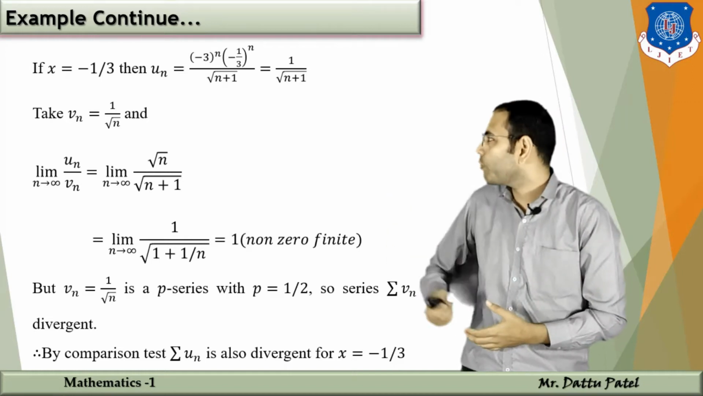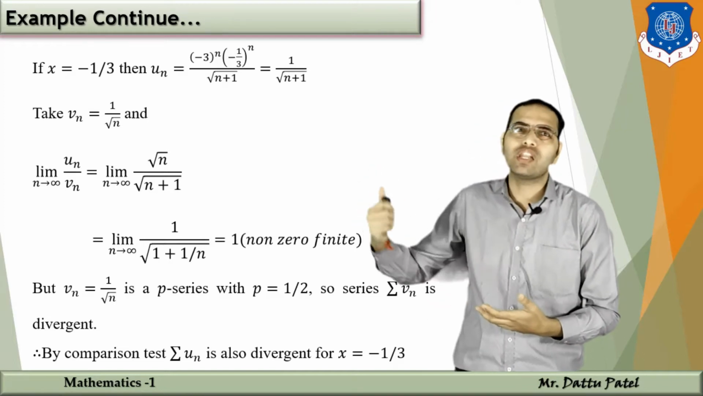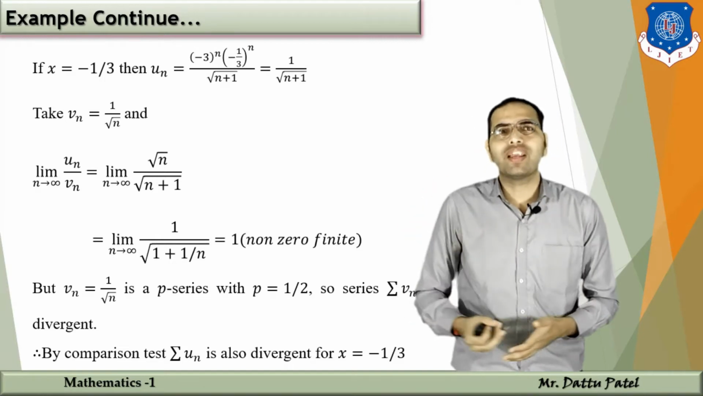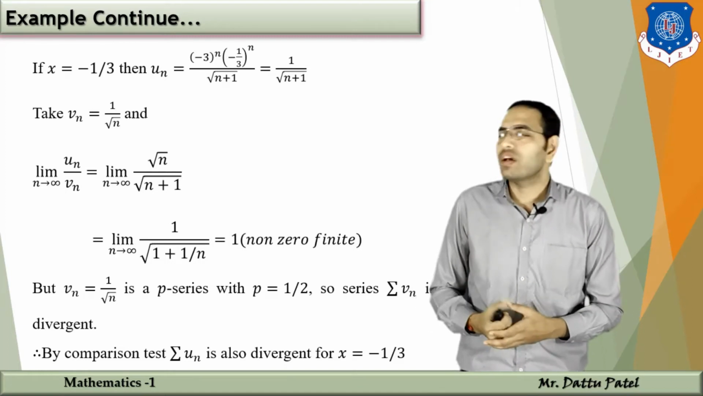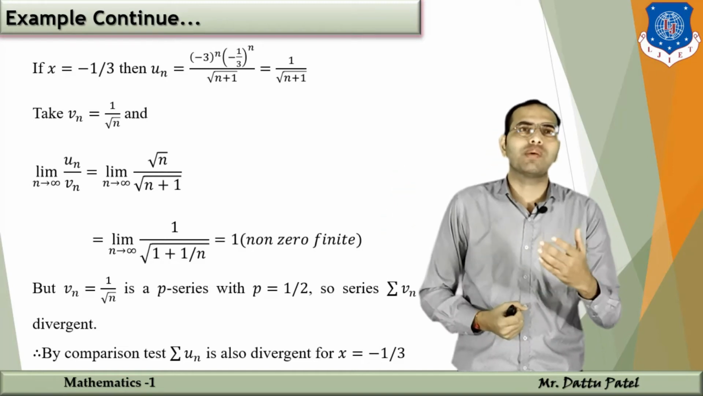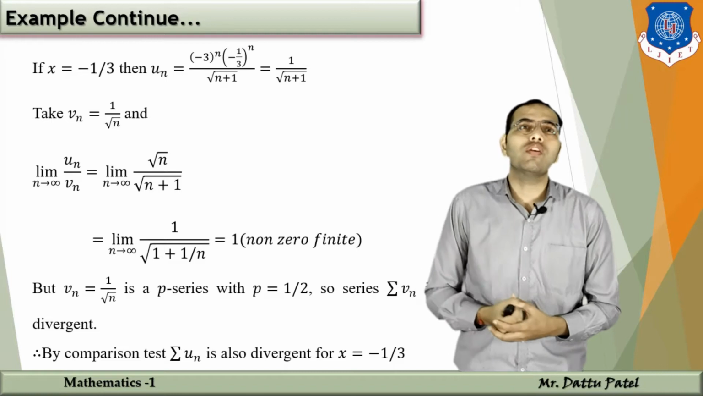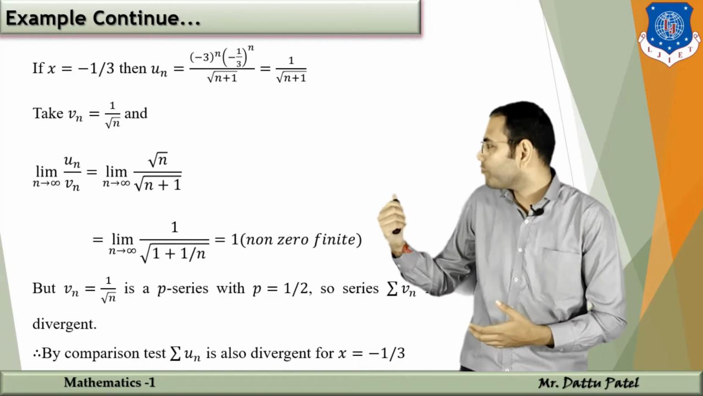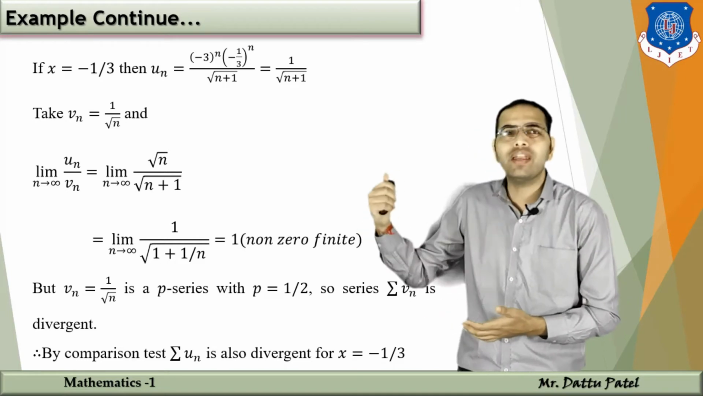Here our series is in polynomial form, or we can say there are different powers of n in the numerator and denominator. Then obviously you know which test is applicable? Correct, it is the comparison test. According to the comparison test we have to find v_n. Taking the dominant terms in the numerator and denominator, it becomes 1 upon root n. Now applying limit n tends to infinity of u_n upon v_n, substituting the values of u_n and v_n and simplifying, it becomes 1 upon square root of 1 plus 1 upon n. Now as n tends to infinity, it becomes 1, which is finite and non-zero.